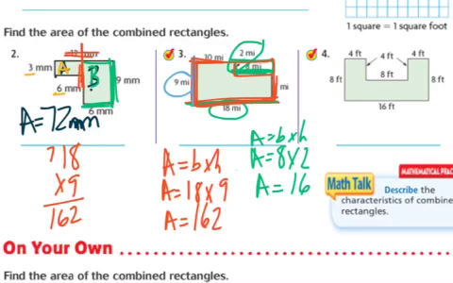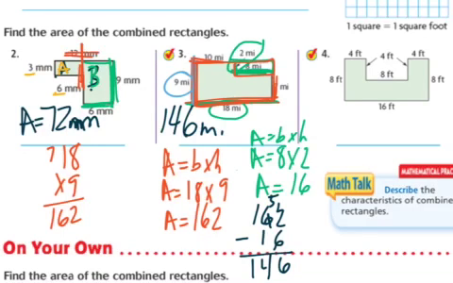Now, I have my whole big area of this whole shape here, and now I found my little piece. So I need to remove the little piece from the big piece, which means I'm going to subtract 162 minus 16. I have to regroup. Cross out my 6 and it becomes a 5, and borrow, and that's a 6, and then a 4 and a 1. So my area is 146 miles.